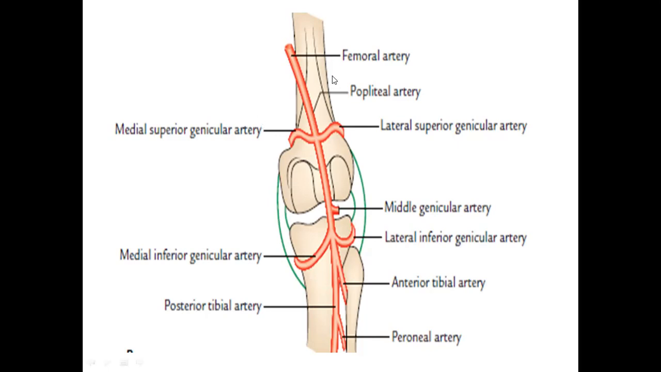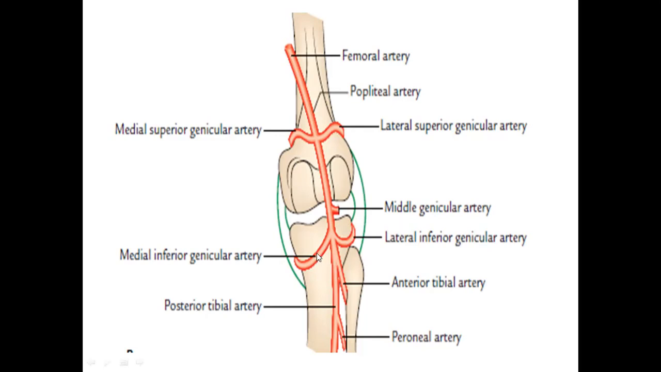This is the medial side, this is the lateral side. So we have a superior medial genicular artery and a superior lateral genicular artery. We have an inferior medial genicular artery and an inferior lateral genicular artery. The superior medial and the superior lateral genicular arteries, you can see here, wind around the corresponding condyles of the femur, and they take part in anastomosis around the knee joint. That is also known as the genicular anastomosis.